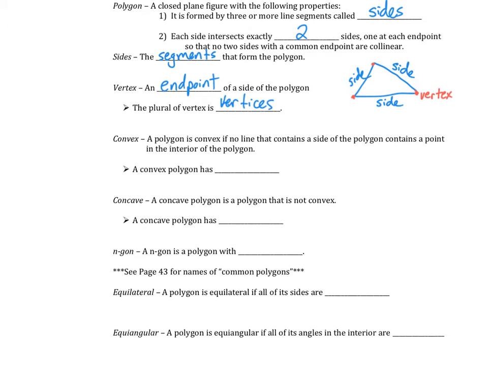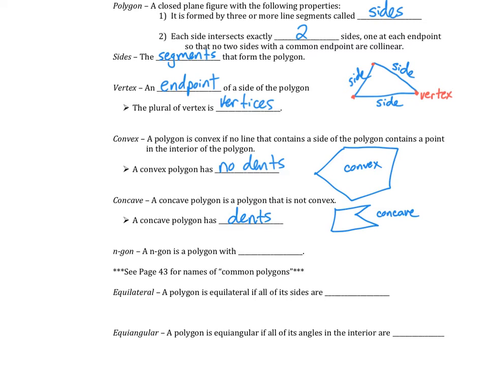A convex polygon is a polygon that has no dents. So convex will look like that. There's no dents in it. A concave polygon would be one that has dents. So for example, this would be concave. It's a concave polygon because there's a dent in the side. So this would be convex, convex, concave.